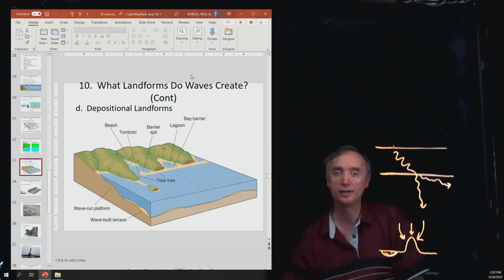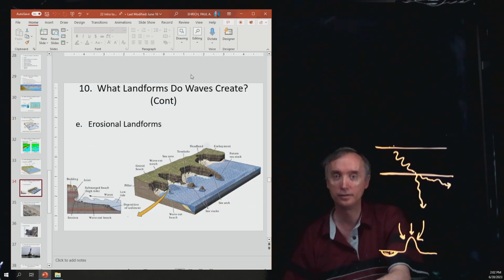So here again are some depositional landforms. Know these names for the exam. And then here are some erosional landforms. Again, know these names before the exam.